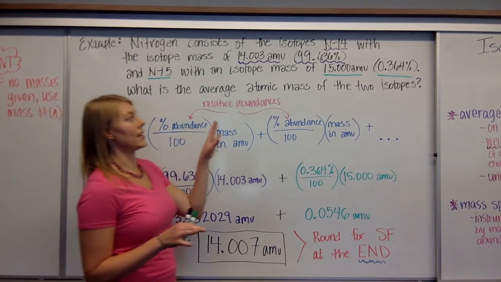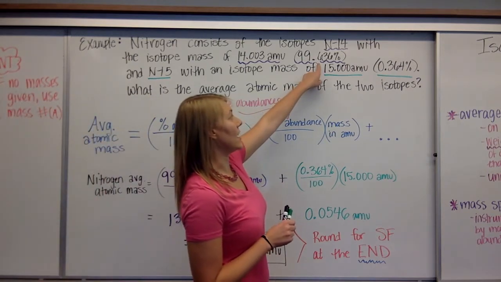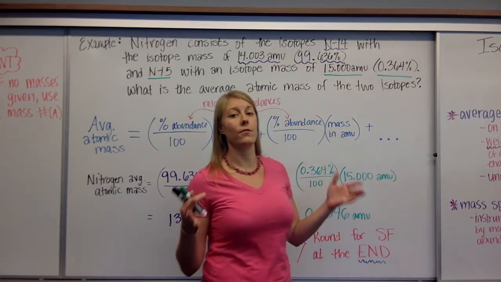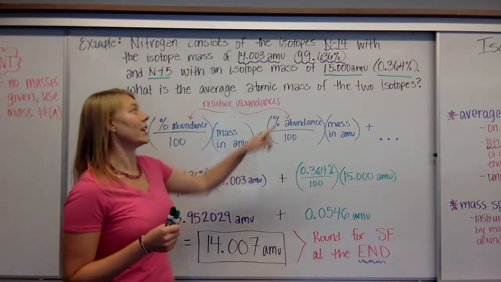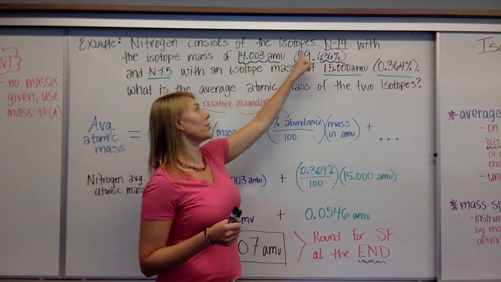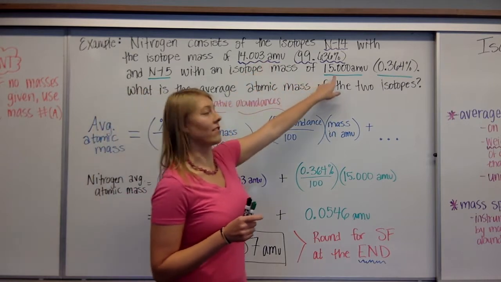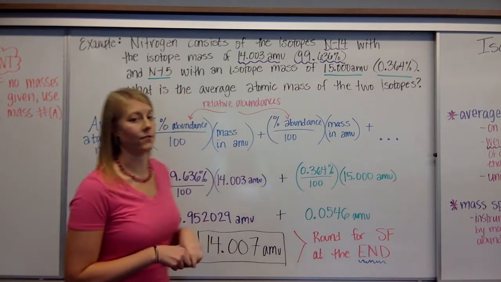Now, if we're just looking at these, we see that N14 occurs way more often than N15. So when we actually find the average atomic mass, it should be much closer to this 14.003 versus 15. It should not be as close to 15.